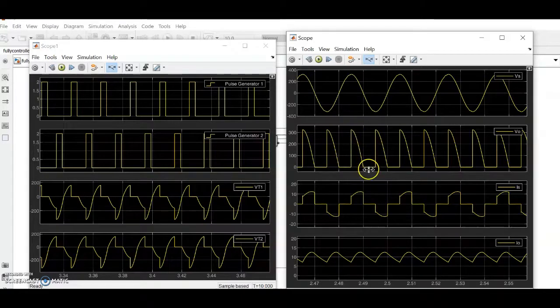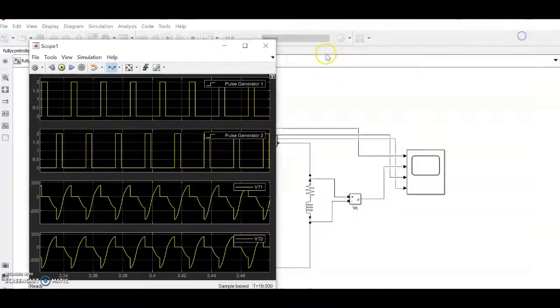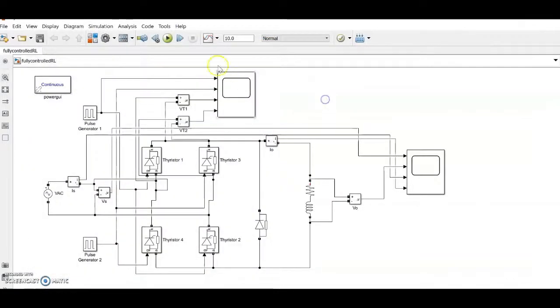From 90 to 180 it is there. Then the second cycle starts only here. So current is taken from the mains when these pulses are on, but the load current is there continuously. During this duration it is getting replaced because it's a highly inductive load. Hope it is clear. Thank you.